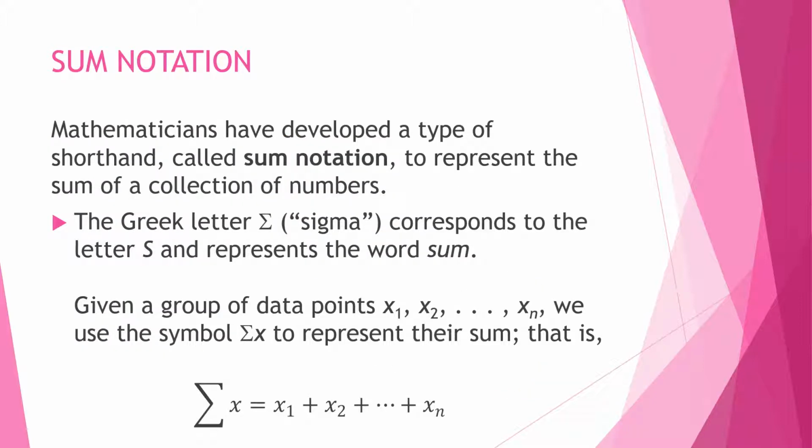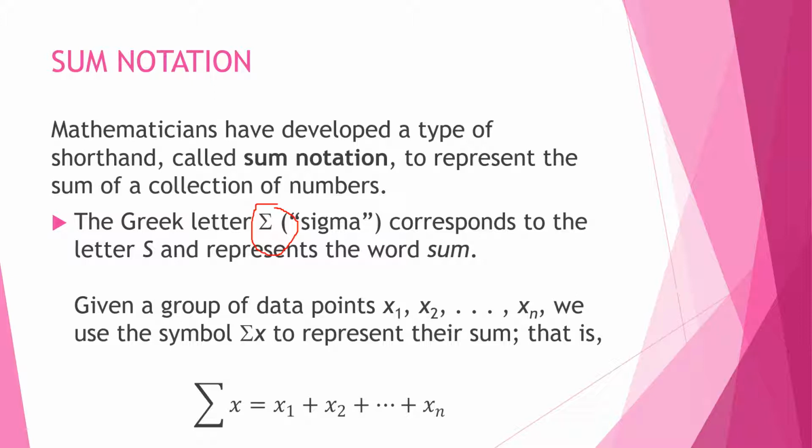Now, I need to briefly talk about sum notation. We're going to see it again in the next section, so it's important that you understand what this Greek letter means whenever you see it. Mathematicians have developed a type of shorthand called sum notation to represent the sum of a collection of numbers. If you see this Greek letter sigma, this is a capital sigma, right here, let me circle it, right there, capital sigma. Capital sigma corresponds to the letter S in our alphabet, and it represents the word sum. So anytime you see that symbol, you want to think sum.